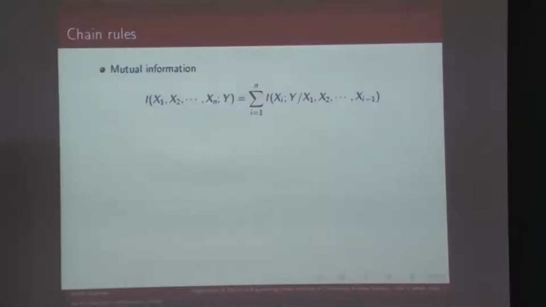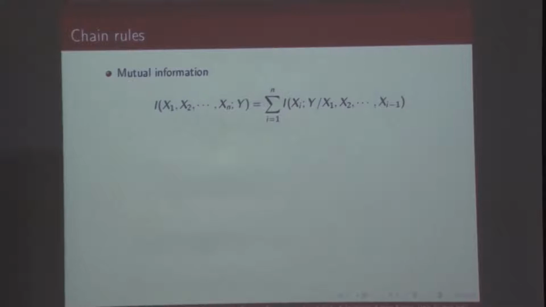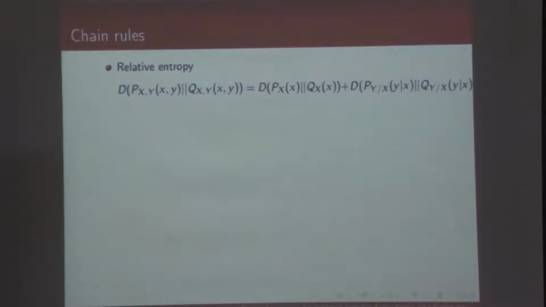Now, similar to the chain rule for entropy, we could also define a chain rule for mutual information. I am just stating it here. It follows from the definition: I can write this mutual information in terms of entropy and conditional entropy, and then I can apply the chain rule to this joint distribution and write them in terms of that. And similarly, there is a chain rule also applicable for divergence.